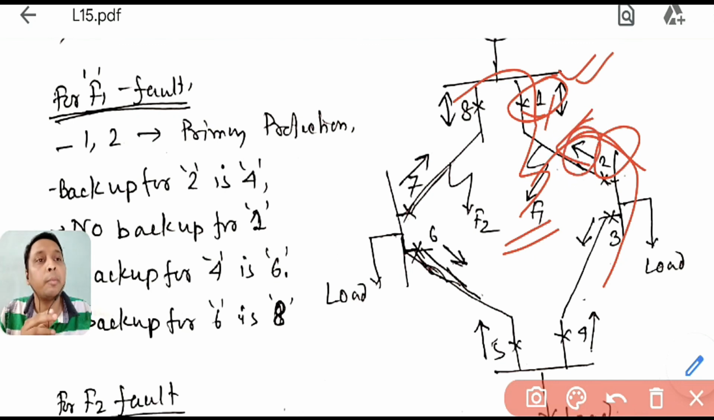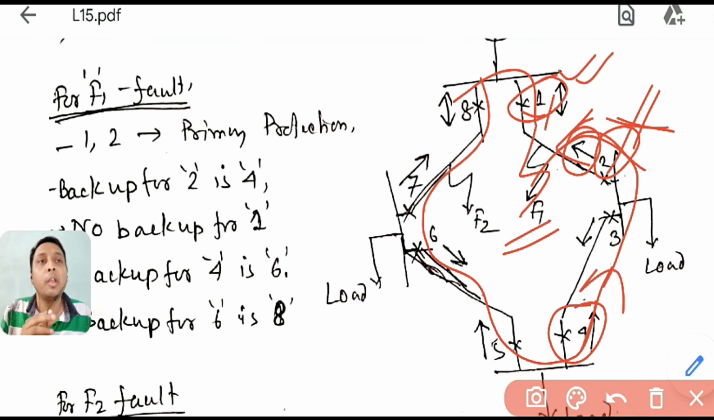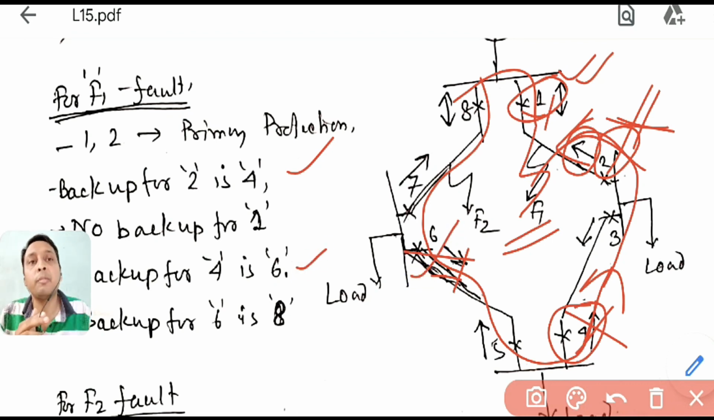Now what is the backup of 2? If 2 doesn't operate, the current was coming through this way. So if 2 fails, which one will work? Then 4 will work, because 4 is also in this direction. So the backup for 2 is 4. Suppose 4 is not working, then which one is the backup for 4? Which is tripping in this direction? 6. So the backup of 4 is 6. If 6 is not working, then 8 will trip. And what is the backup of 8? There is no backup for it.